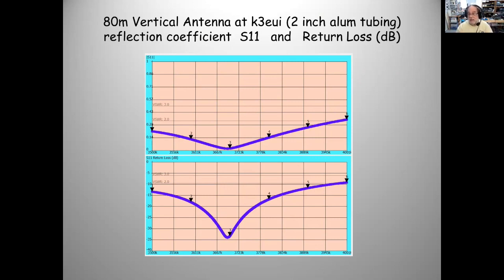The base is about 10 feet off the ground, and then I have 2 wire radials going out. So it's, picture the letter T upside down. That's my antenna. So I'm using my NanoVNA to check the S11 signal. Remember, what's S11? That's the reflection coefficient. And here it is for 80 meters, from 3.5 megahertz to 4 megahertz.